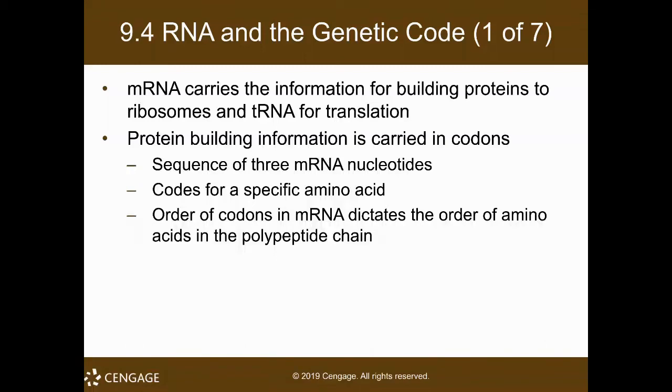Now, in the last part, we discussed transcription and how to synthesize and process your messenger RNA. This messenger RNA carries the information for building proteins to the ribosomes and the tRNA for translation. Protein-building information is carried in what are called codons. These are sequences of 3 mRNA nucleotides encoding for a specific amino acid.